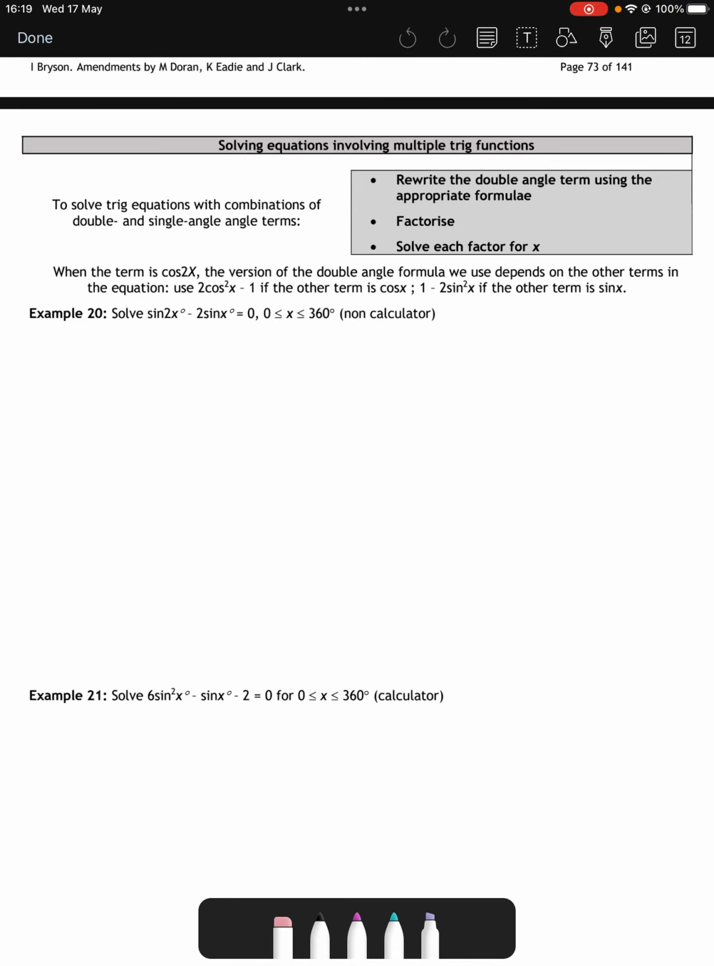Okay, so what we've got next is solving trig equations involving multiple trig functions. What we just covered there was single trig functions. Now we're going to be looking at multiple trig functions, which literally means multiple trig functions within the same equation. So we're going to be looking to solve something like this.